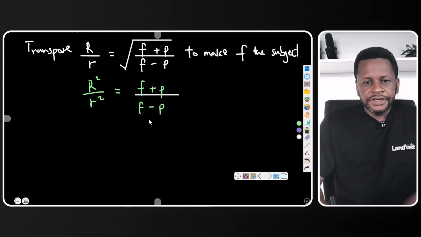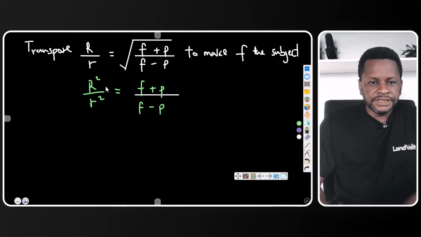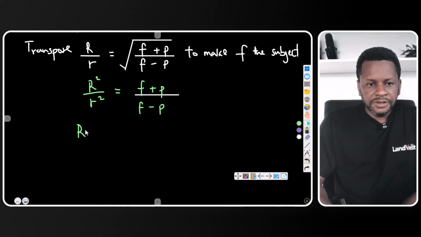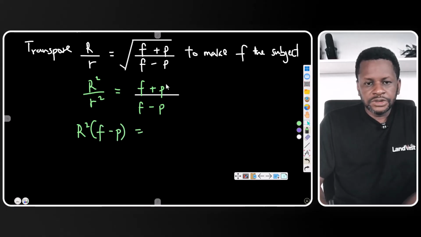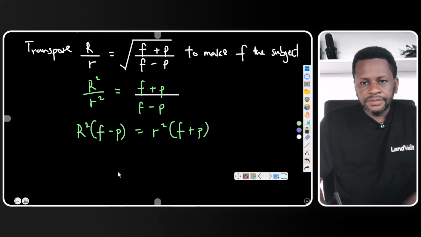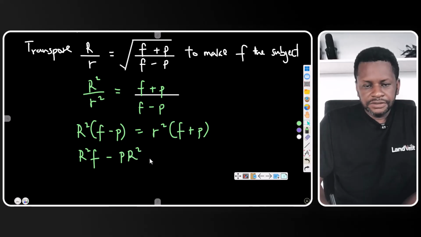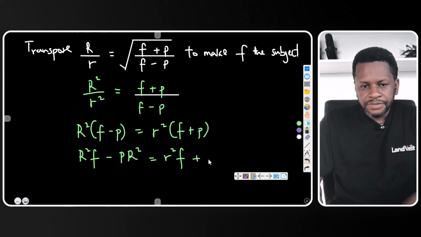Now I'll have to multiply this, and of course multiply this and this. And when I do that, I'm going to have here r squared f minus p, and r squared multiplied by this one here, f plus p. Now I will expand the brackets. I will have r squared f minus p r squared, and if I expand this, r squared times f plus r squared p.